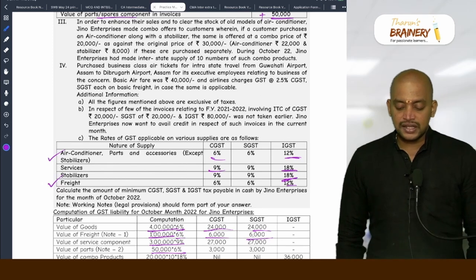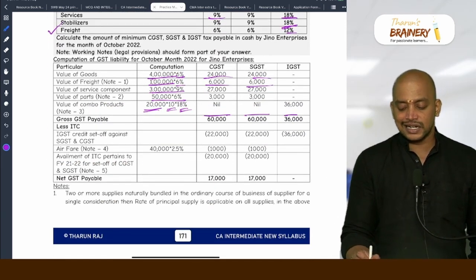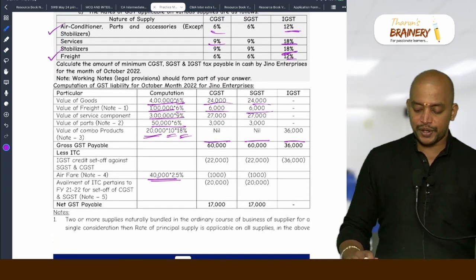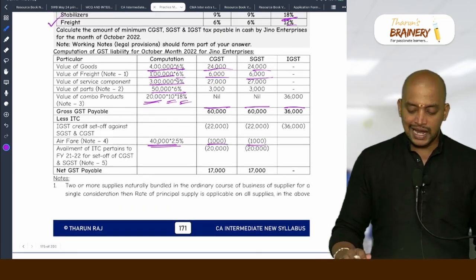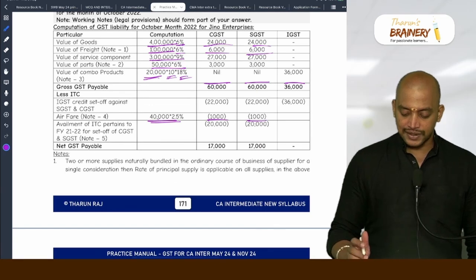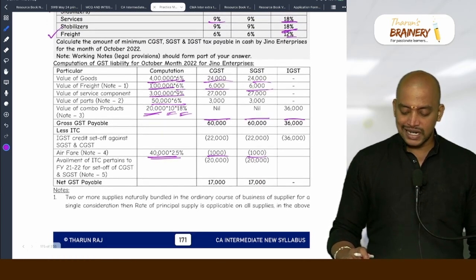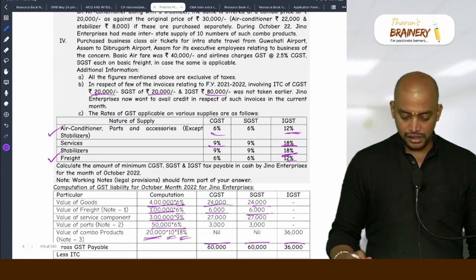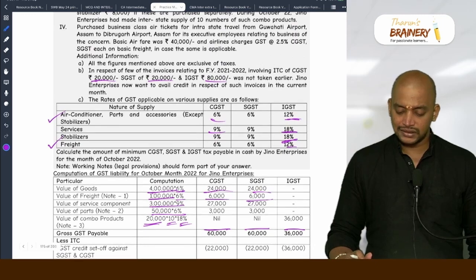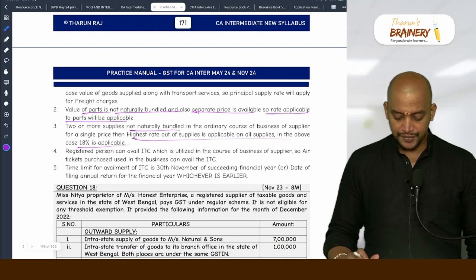Yes. So, therefore, ITC, if you see, this is the gross liability: 60, 60, 36. ITC, if you see, airfare 40,000 into 2.5, 2.5, 1000 and 1000, and CGST, SGST credit 20, 20 and IGST 80. So, that can be taken. And what is the net GST payable? IGST also can be taken, na? Yes. Availment of ITC.